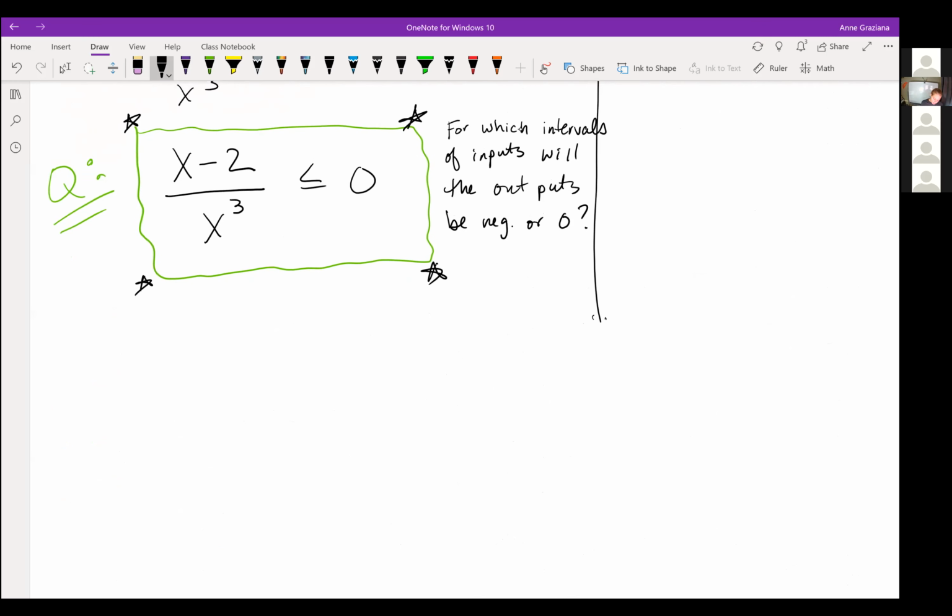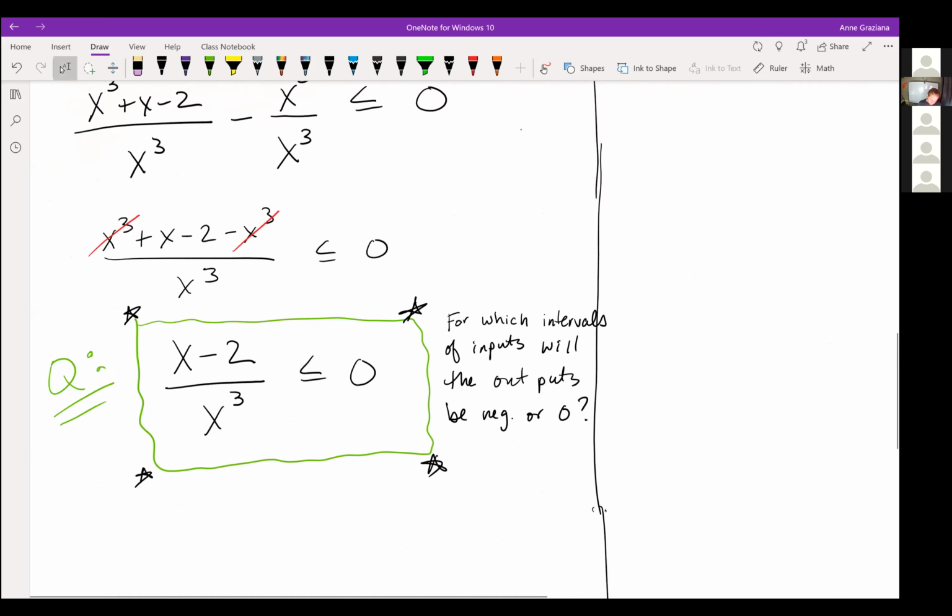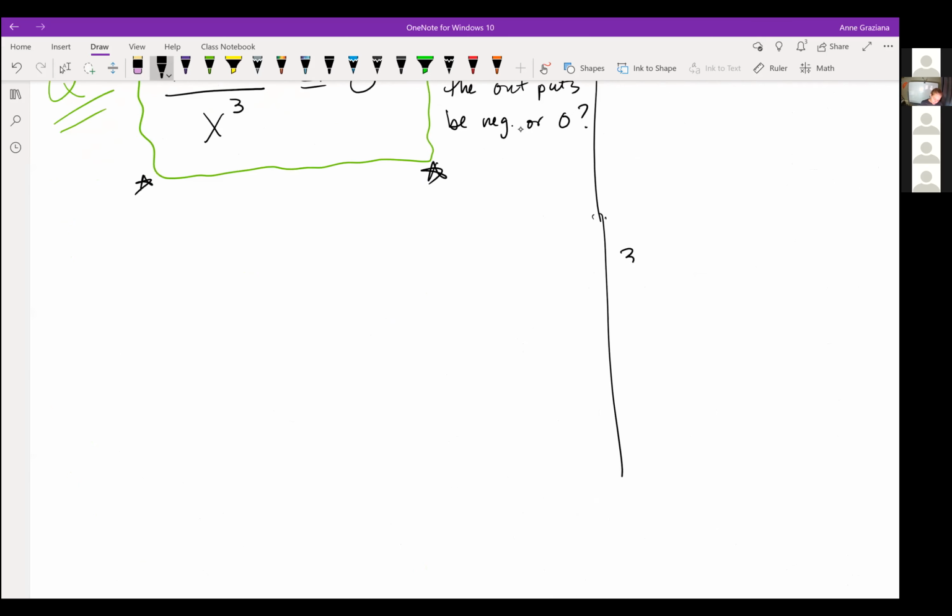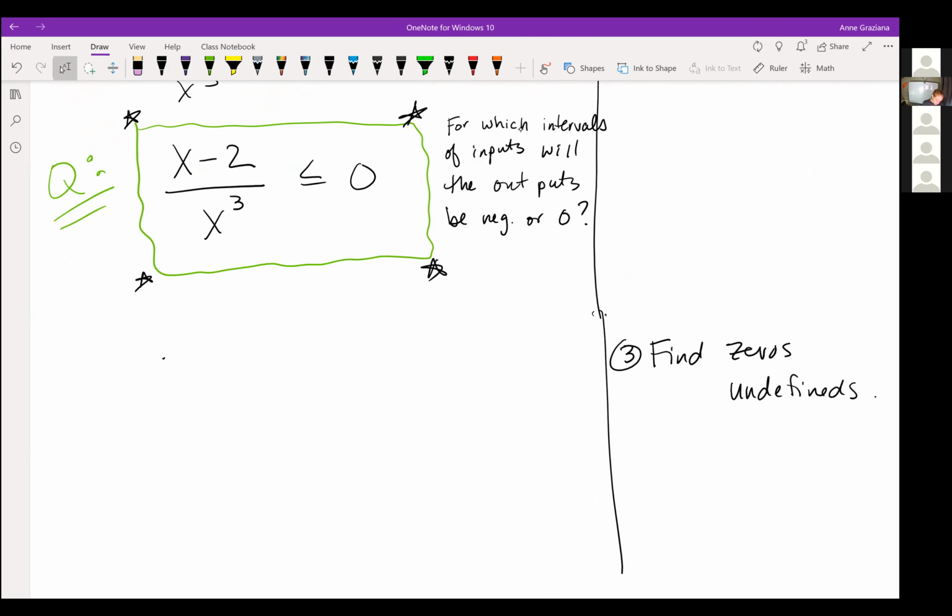Okay. All right, so now I'm not sure who said that, but the real third step, the next thing is find your zeros and undefines. Okay, so here's my zeros. Oh, and I'm going to write this just as a function. f of x is x minus 2 over x cubed. Okay. Remind me to come back and talk about why you can't multiply by x cubed on both sides. I meant to do that yesterday, but I definitely want to talk about it today.